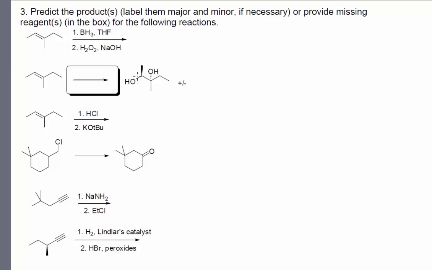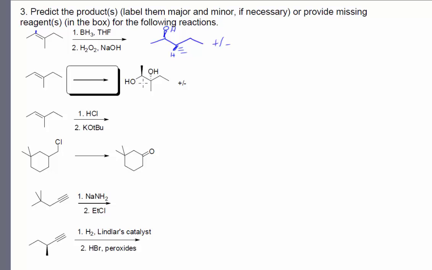If we look at question 3, it's basically just predict the products. Oftentimes there are more than one step here. This one is simply hydroboration, and we know that the boron will be added to the less substituted carbon, which becomes the OH, and the hydrogen will be added to the more substituted carbon. And we've created 2 new stereocenters. There are no existing stereocenters, so we should presume that we'd form the other enantiomer as well.